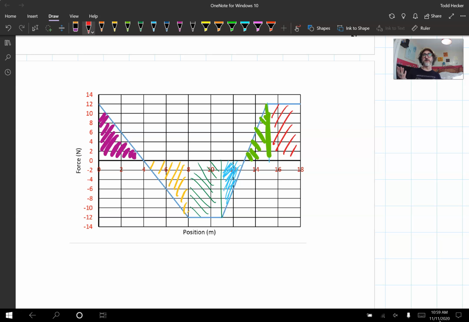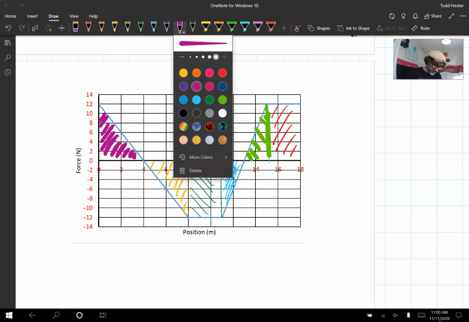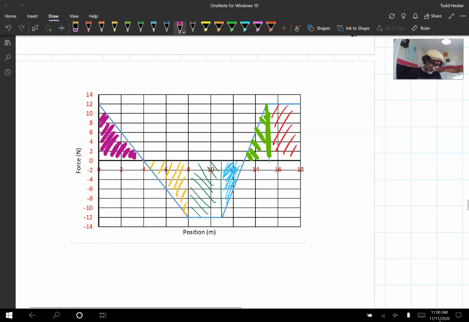These are all either triangles or rectangles, right? So for this first one, let's do this purple area. All right, so this purple area is 1/2 base times height. So my base is 4, my height is 12. So 1/2 times 4 times 12, that's the same as 2 times 12. So this is an area of 24 joules. All right, the yellow one is the exact same thing, but it's upside down, right? I've got a base of 4, a height of negative 12. So that's going to give me negative 24 joules.